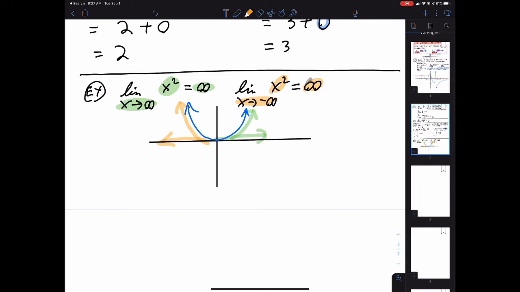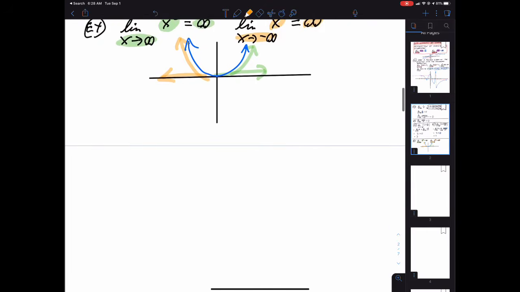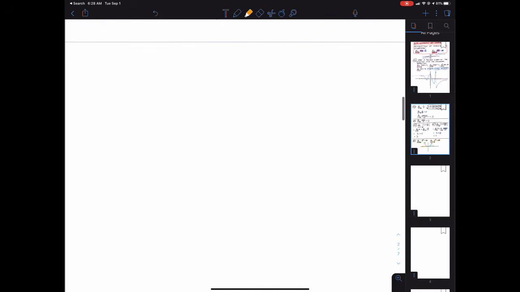Ooh, sorry about that. So it tells you what happens at the end. As I move to the right, the end goes up. As I move to the left, the end goes up. These are all end behaviors. So limits at infinity teach you end behavior of a graph. What happens as you move right and what happens as you move left. So that's what's happening.